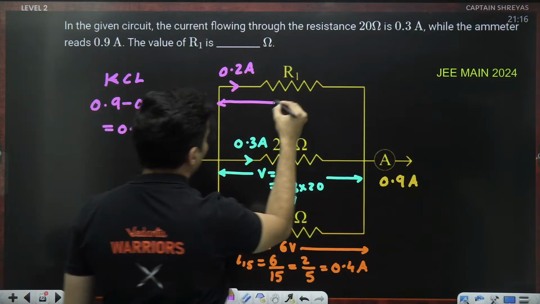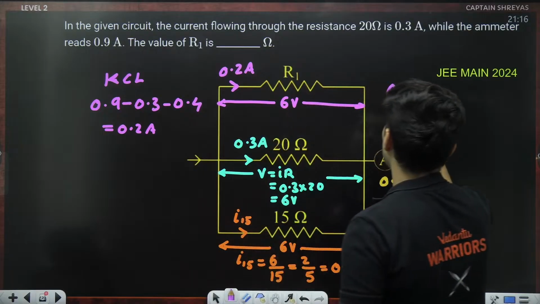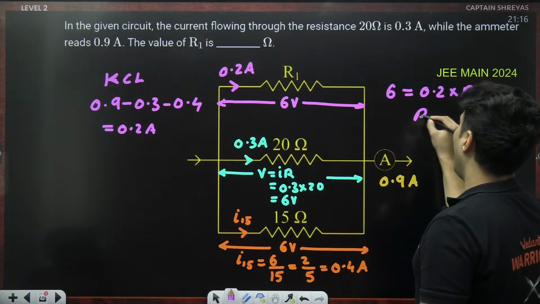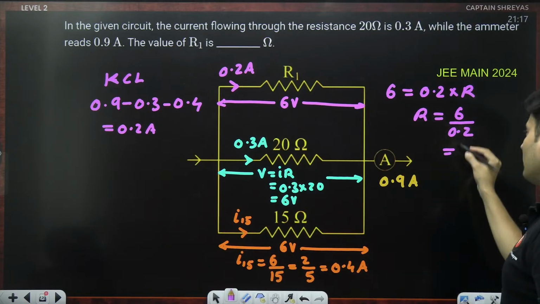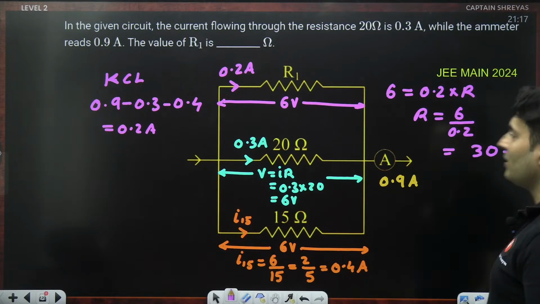But I know the total voltage is still 6 volts. So use V is equal to I into R. So R is basically 6 divided by 0.2. Forget the decimal, 6 by 2 is 3. Because of the decimal, it will become 30. So the answer is 30 ohm.